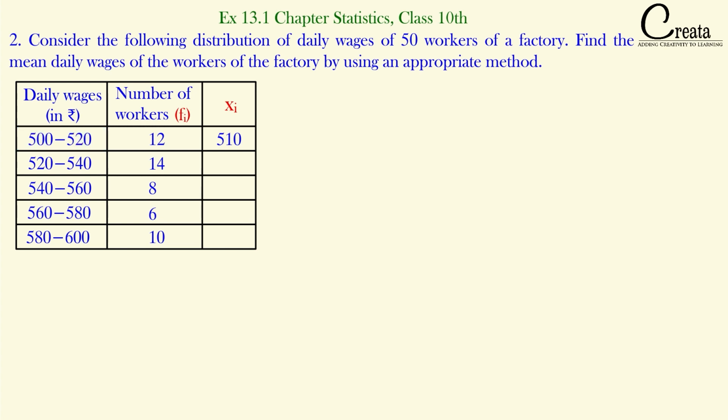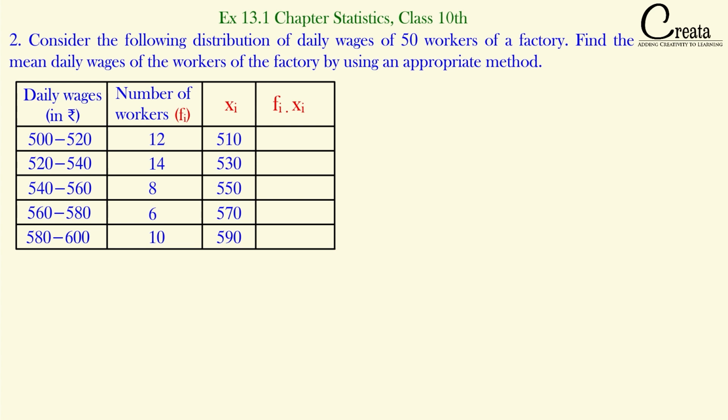Similarly, we will calculate the midpoint of all the ranges. 520 to 540, it will be 530. Next, it will be 550. Next, it will be 570 and 590. Got it? We got the observations, that is xi. Next step, either we can calculate fi into xi, then add all the fi into xi and apply the first method, that is the direct method, or we can go to the next method.